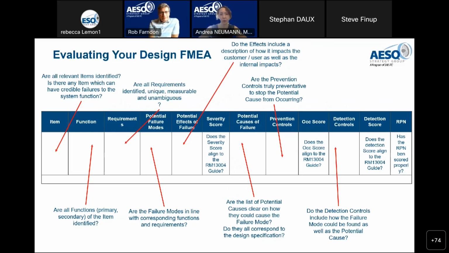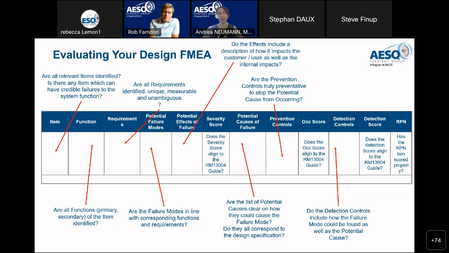So I think we go through all the steps, and it's quite clear that at the beginning you have to think about what items you want to define, and then also what the functions are, primary and secondary, and what all the requirements are, and did you provide them in a precise language that everyone could work with this document afterwards.